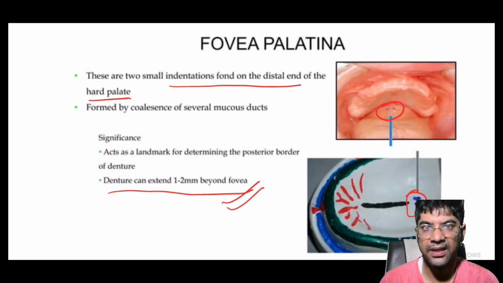Remember, in patients who have a thick ropey saliva, it is advisable to relieve the area around the fovea palatinae. Thick saliva can increase the hydrostatic pressure between the denture and the tissue and displace the denture.